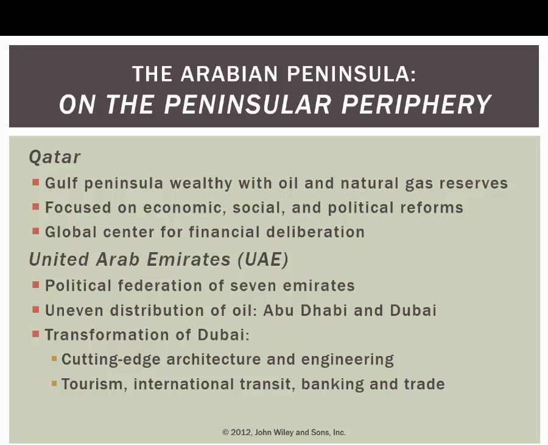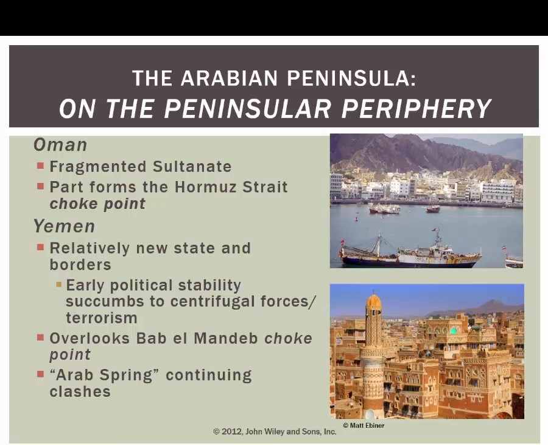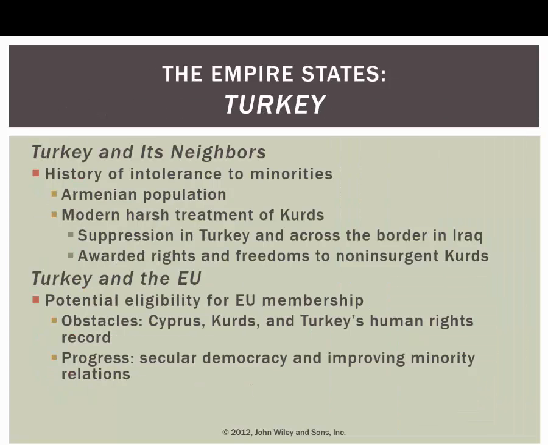The UAE is a federation of seven emirates, each controlled by a reigning sheikh. Abu Dhabi and Dubai contain most of the oil reserves, and Dubai has become a center for tourism and trade. Oman is an absolute monarchy that's fragmented into two parts. Yemen, joined by North and South in 1990, has a population of 45% Shiite and 53% Sunni, but terrorist activity and infighting have led to some instability.